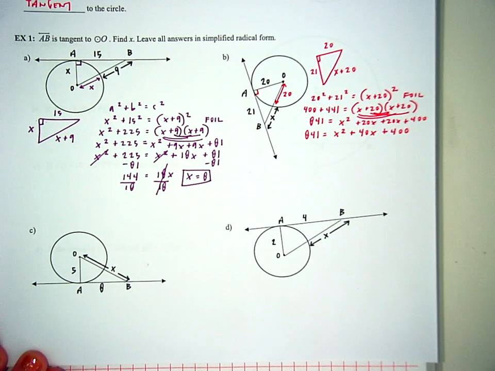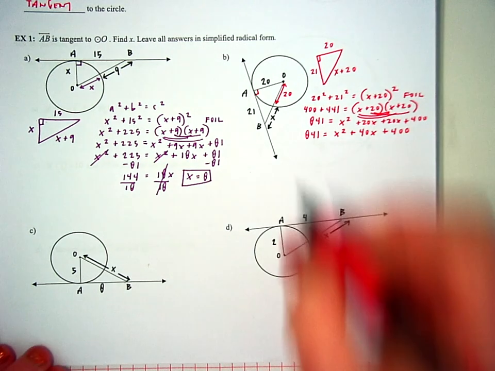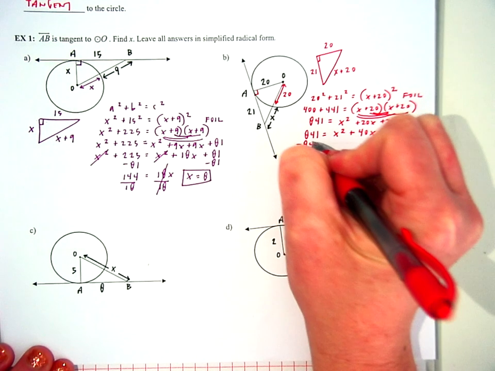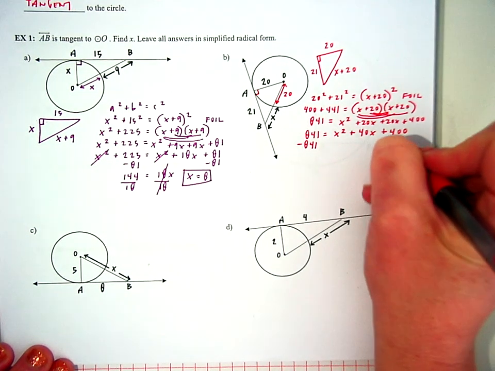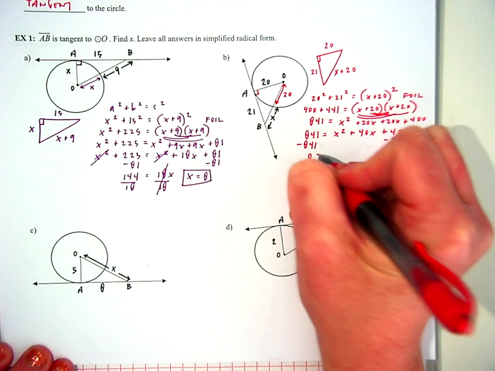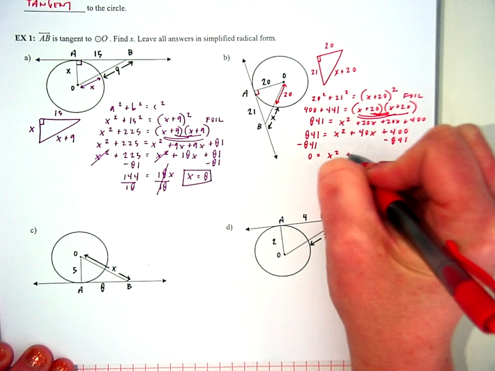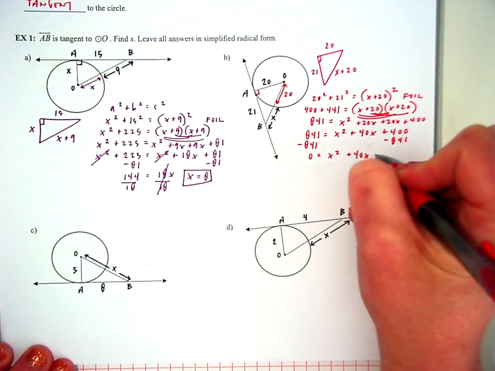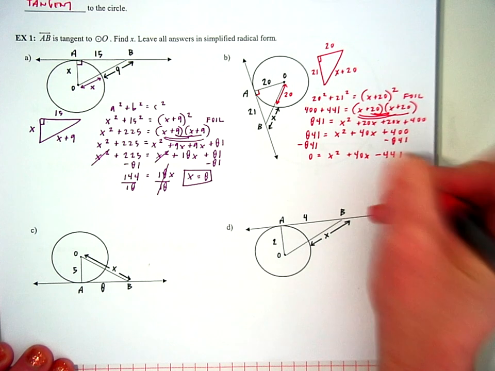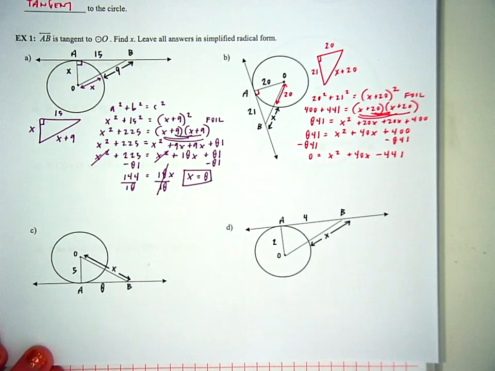Okay, from here, I can see that I do have a quadratic equation. I want to gather all of my terms on one side and have my equation set equal to 0. So I'm going to take away the 841. So 0 equals x squared plus 40x minus 441. So from here, I see it's a quadratic equation.